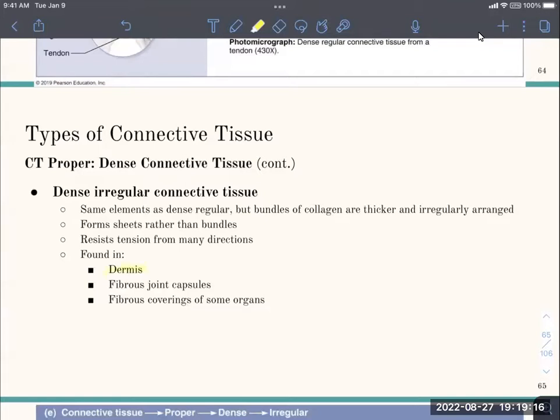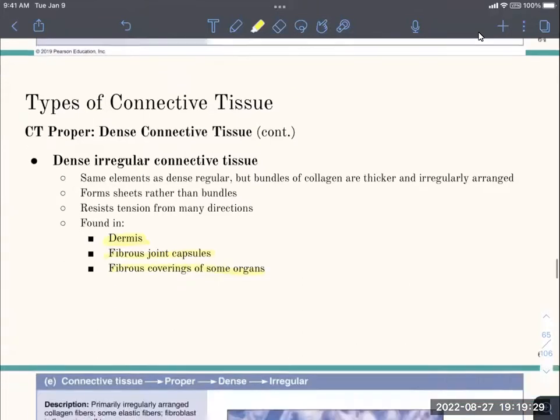So these are found in your dermis, which is the layer underneath your skin. Fibrous joint capsules, like your shoulder, lets your shoulder move in multiple directions. And it's also found in some fibrous coverings of organs.